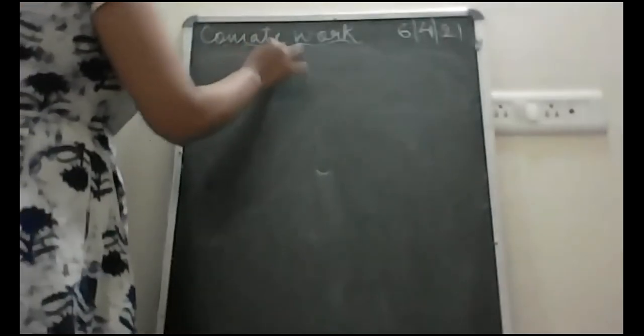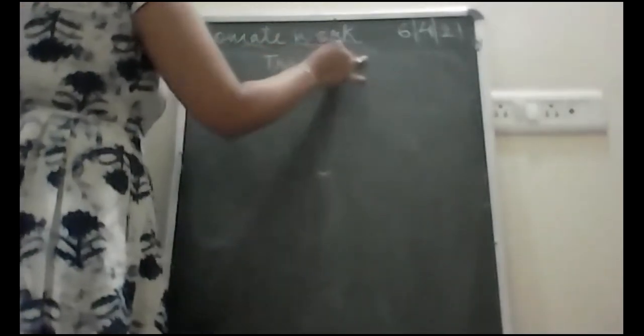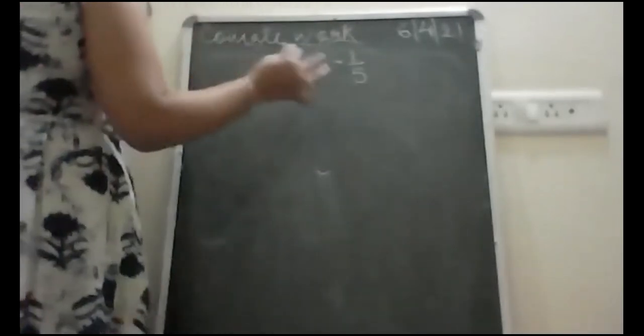So question number 10 says that Vijay travels 1 by 5 of his journey by train. So Vijay is a person who is doing a journey somewhere, and he is traveling 1 by 5 part of his total journey by train.